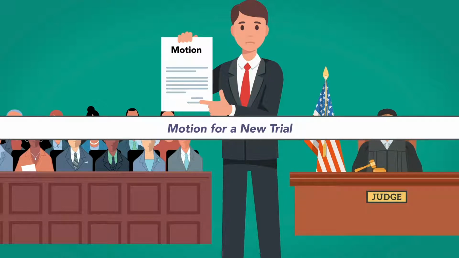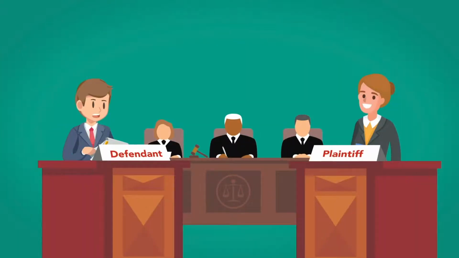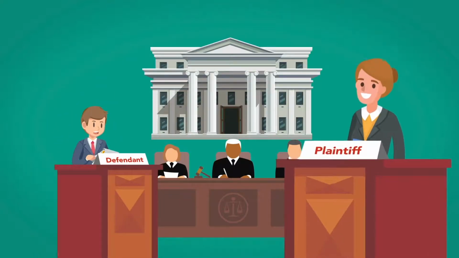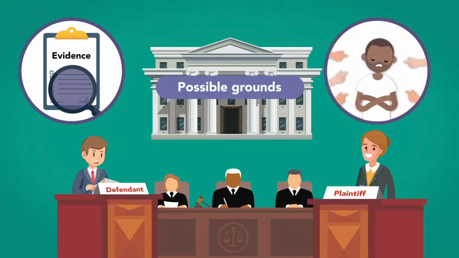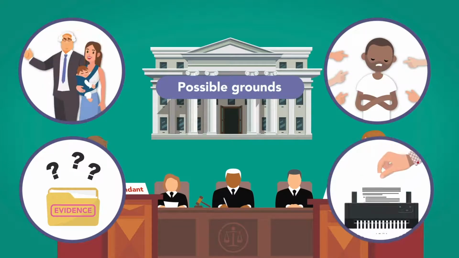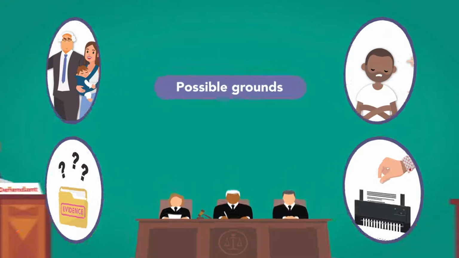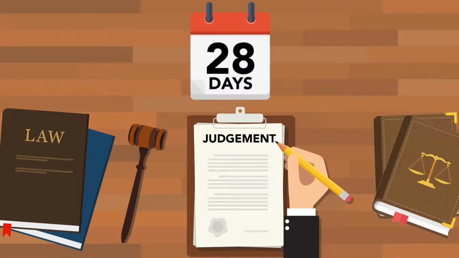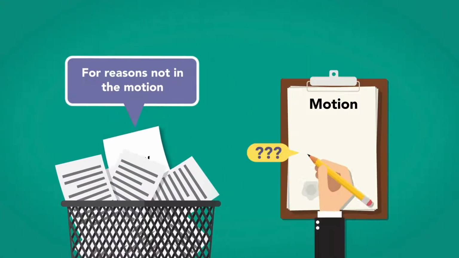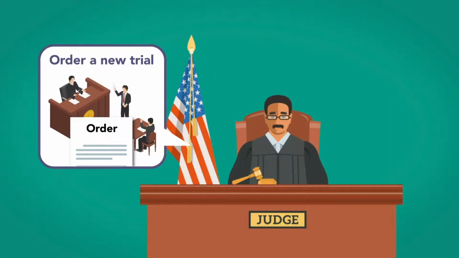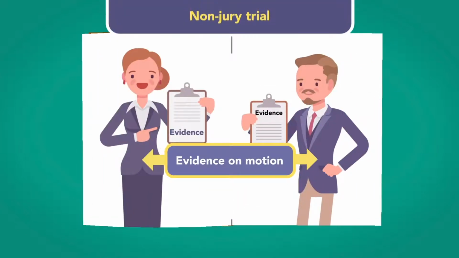Motion for a new trial. After the trial is concluded, either party may move the court for a new trial on a number of possible grounds, including discovery of new evidence, jury prejudice or other fairness grounds, insufficient evidence, jury tampering, conflict of interest by the judge, or any other situation in which fairness demands another trial. At any time up to 28 days after the judgment, the judge may, on the court's own initiative, called sua sponte, throw out the jury decision even for reasons not in the motion and order a new trial. The judge can also reopen the case to hear new evidence on motion in a non-jury trial.